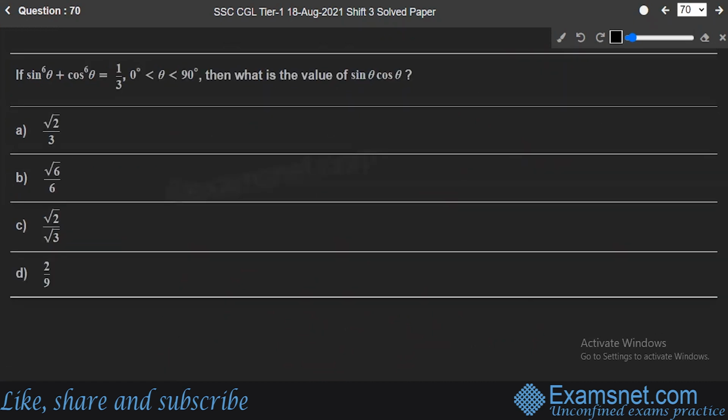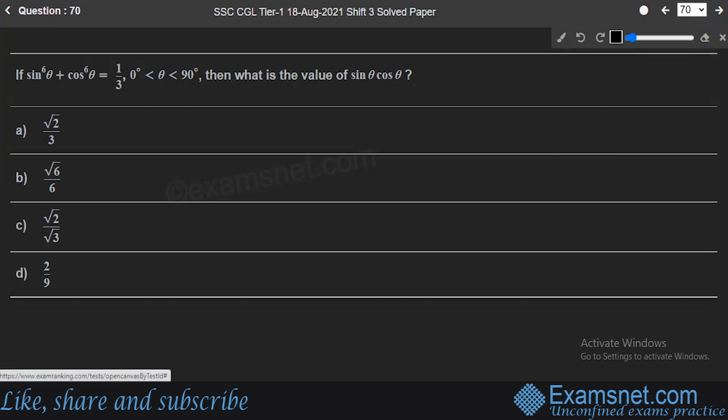So it is again a trigonometric question. In this question, you are given sine raised to power 6 theta plus cos raised to power 6 theta is equal to 1 by 3, and theta lies in the first quadrant. See, it's given that theta lies between 0 and 90 degrees. So that means theta lies in the first quadrant. Then what is the value of sine theta into cos theta?